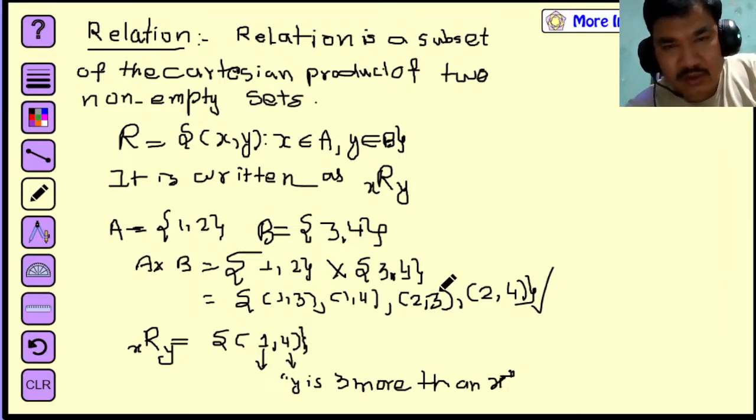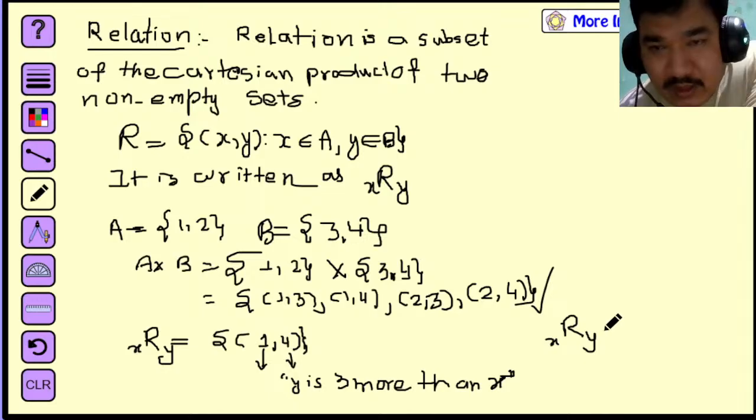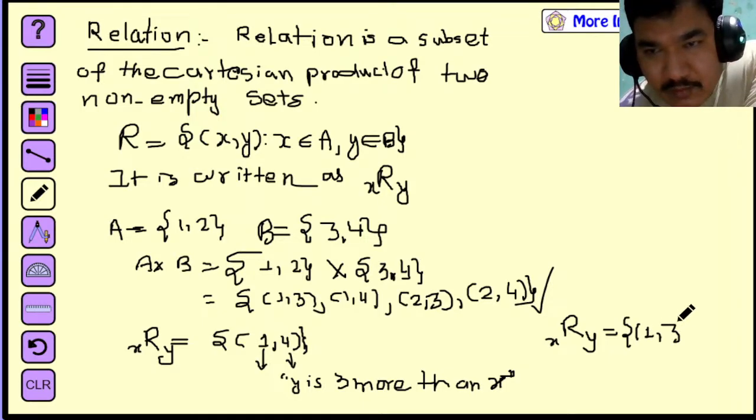We can select another set of ordered pairs also. As I told you, suppose there is another relation r from x to y, where x is related to y. I am going to select these ordered pairs: 1 and 3, and the next one, 2 and 4. I am selecting these ordered pairs.